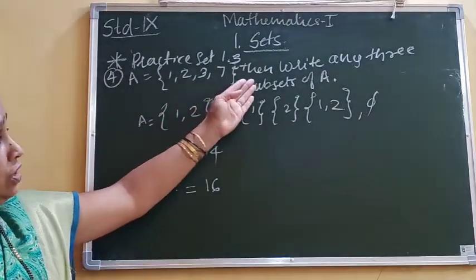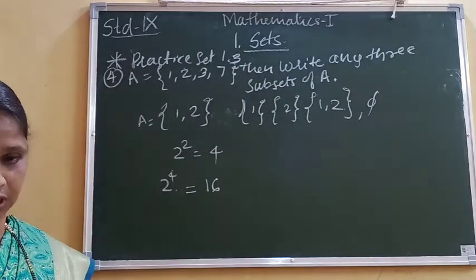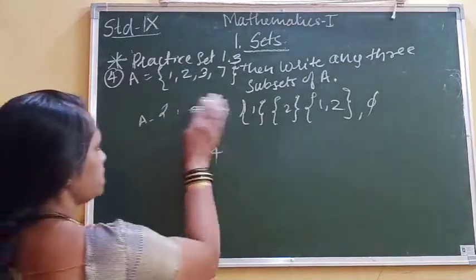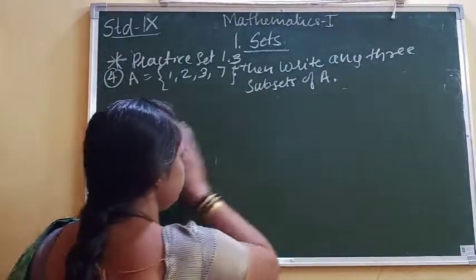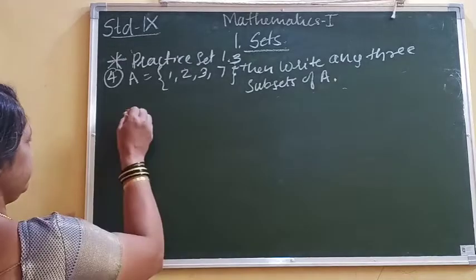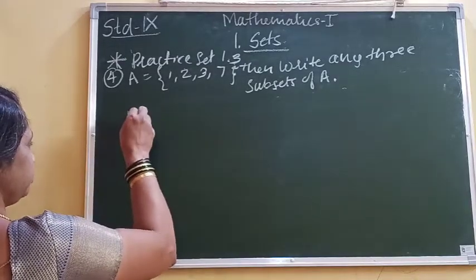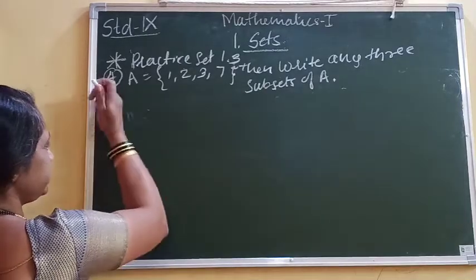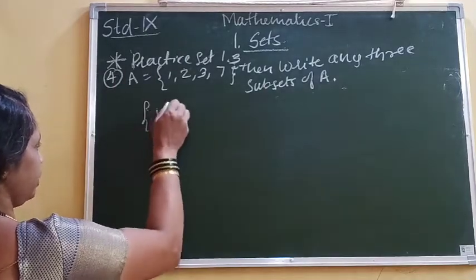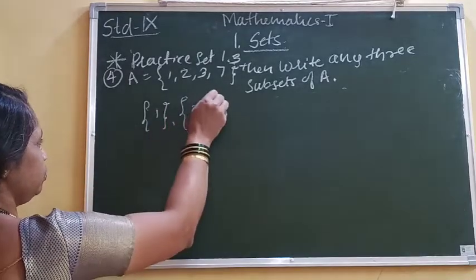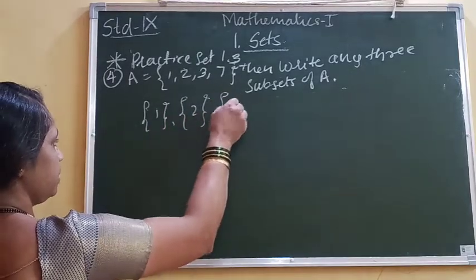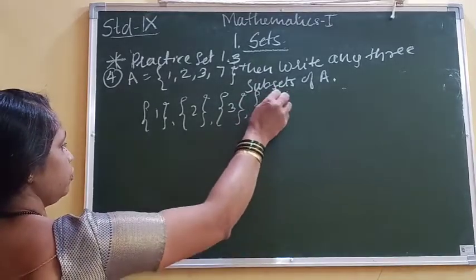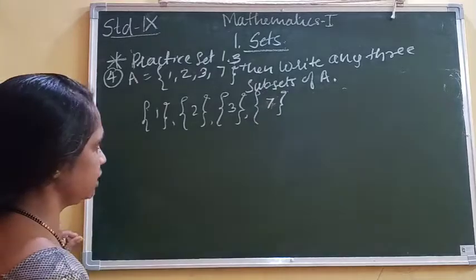Here in the question they have asked only 3, so you have to write only 3 subsets. Okay, so how to write? See, the easiest way to write, and it is not given in the textbook, I told you this. Okay, so you have to write 6 subsets. So all subsets we will write here. {1}, {2}, {3}, {7}.